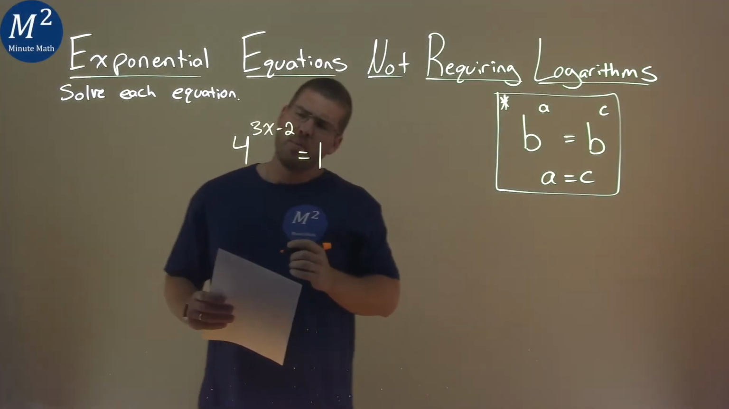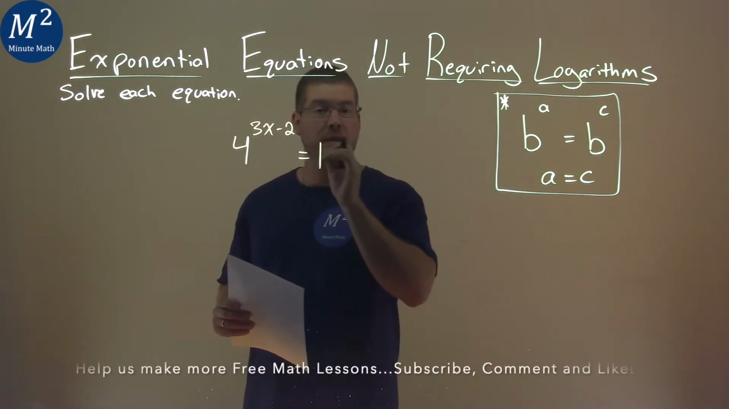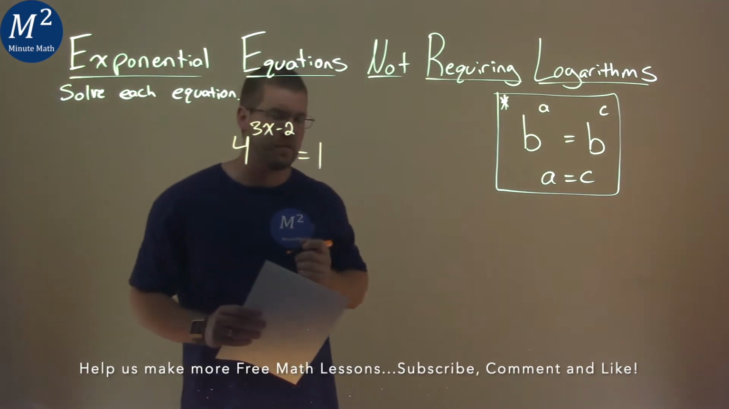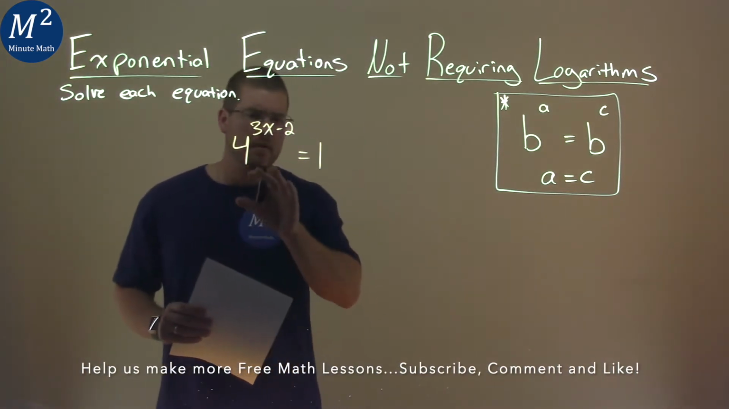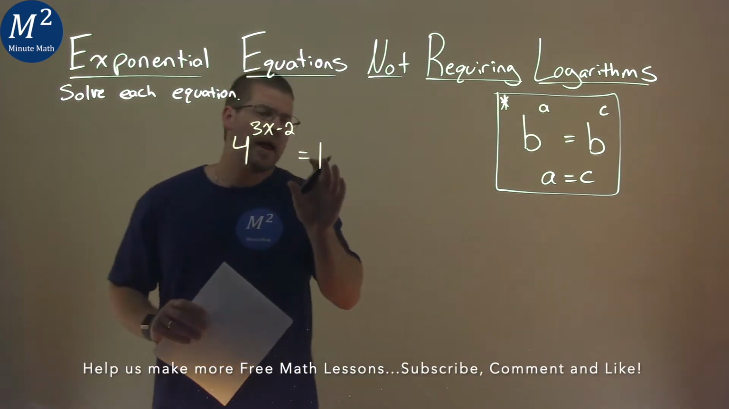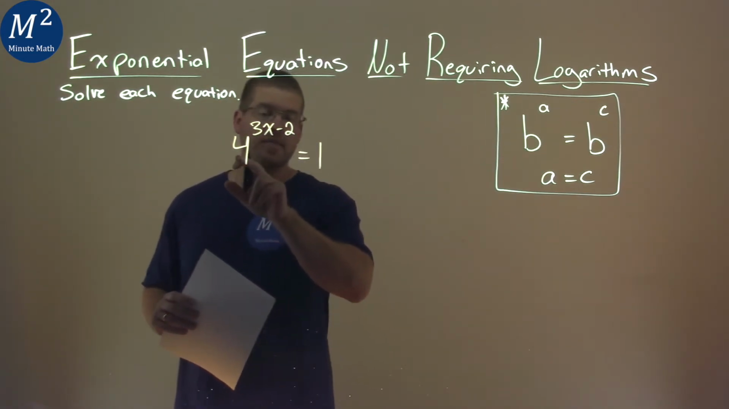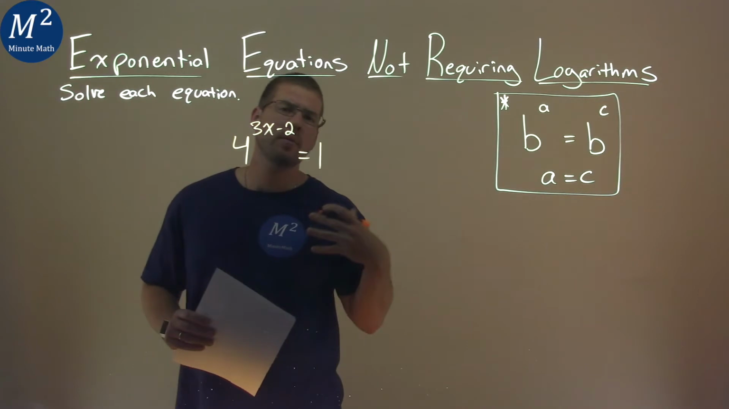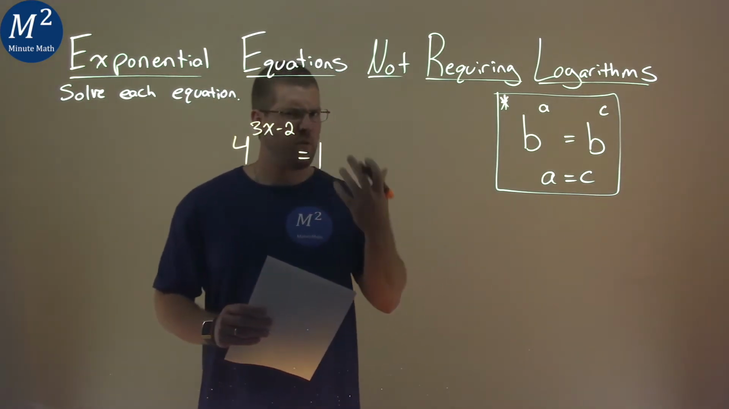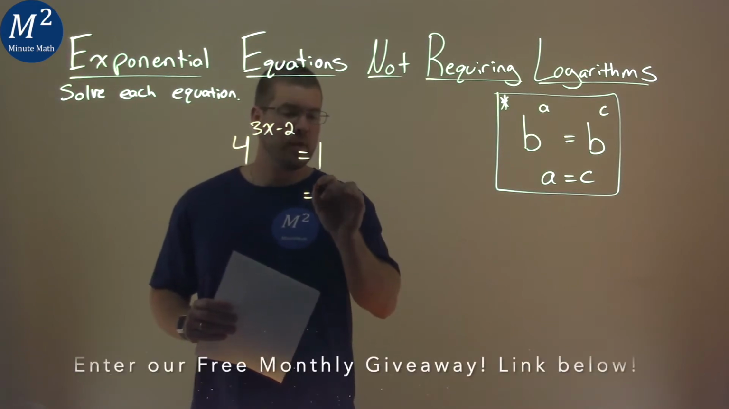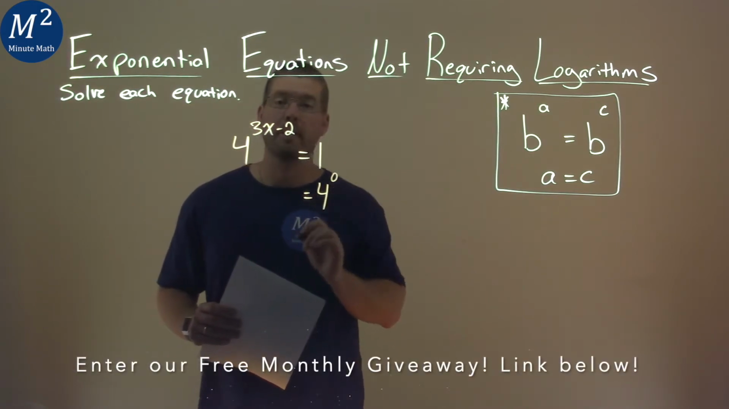We're given this problem right here, 4 to the 3x minus 2 power, and that's equal to 1, and we have to solve this equation. What's tricky here is when we're setting these up, we want to have the same base on both sides of the equal sign. In this case, it's going to be the 4. So how can we convert this 1 to be a 4? We can do so by knowing that 1 is the same thing as 4 to the 0 power.